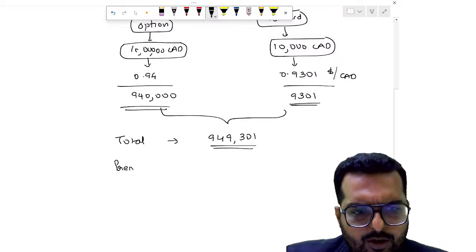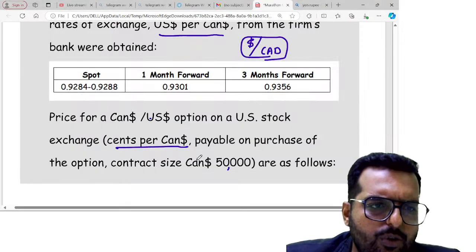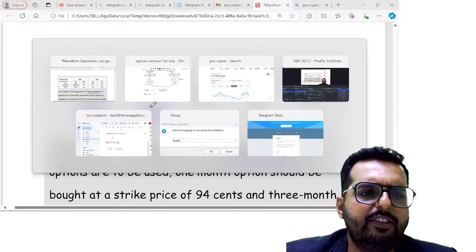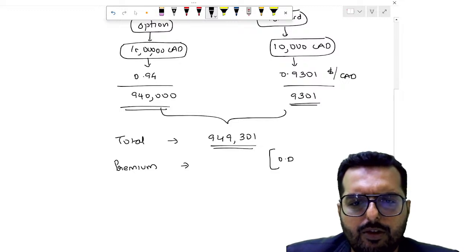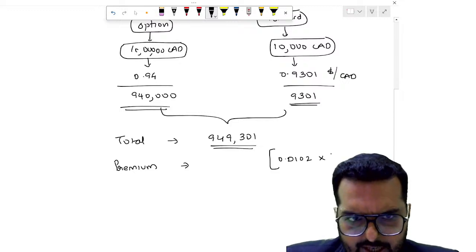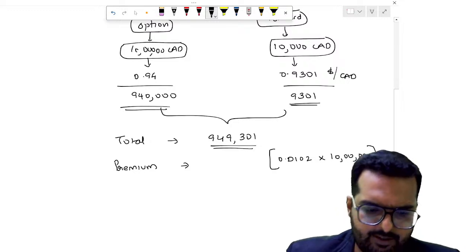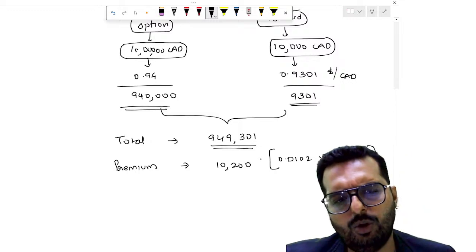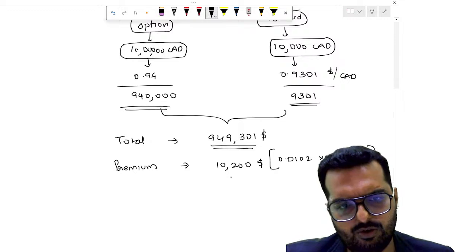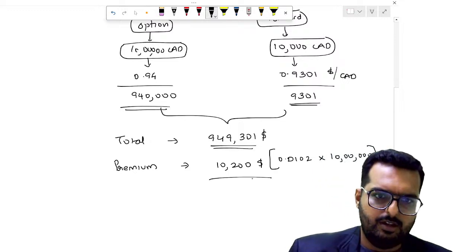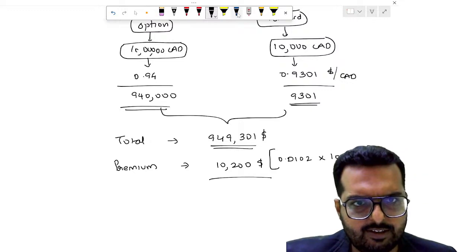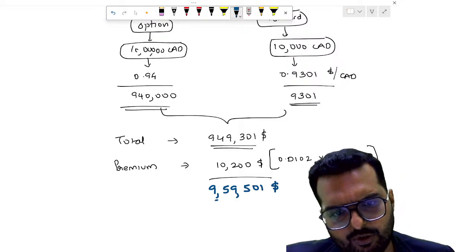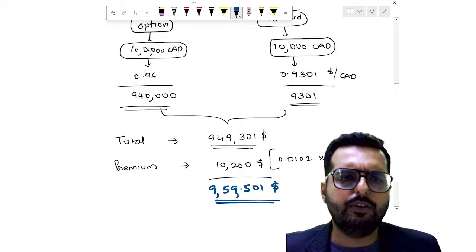Along with this, what am I supposed to work out? I'm supposed to work out the premium. Being a call option, I will take the call premium. For 94, the call premium is 1.02 cents, that is 0.0102 dollar per CAD into 10 lakh CAD, correct? You get the answer as 10,200 dollar. So you get the answer as 9 lakh 59,501 dollar. Everybody clear with this part?